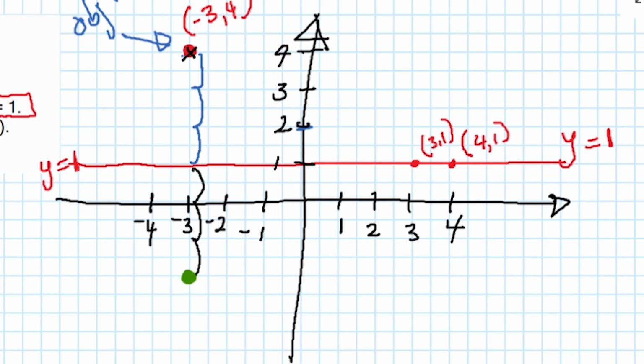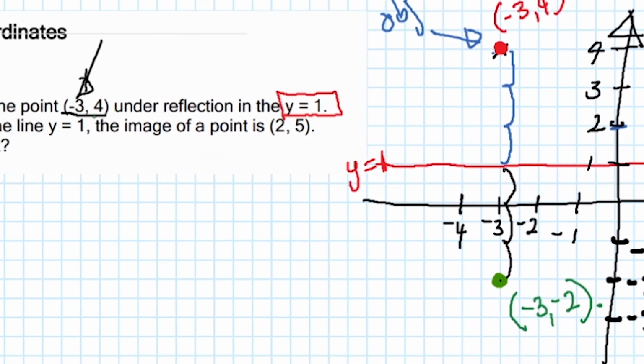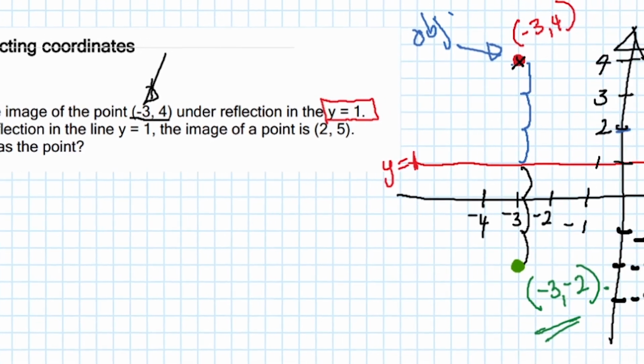And so my image is located at, if I may label this is negative 1, that is negative 2, this is negative 3, like that. So meaning that my image is located at this point, and that point is negative 3, comma negative 2. So that's it. Find the image of the point negative 3,4 under the reflection y is equal to 1. So that's the image. The answer is negative 3,2.